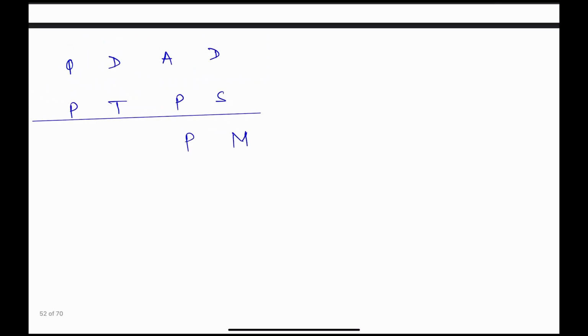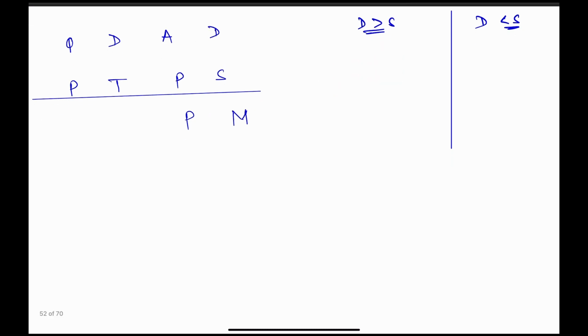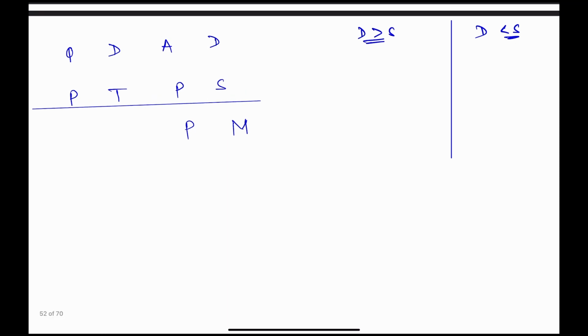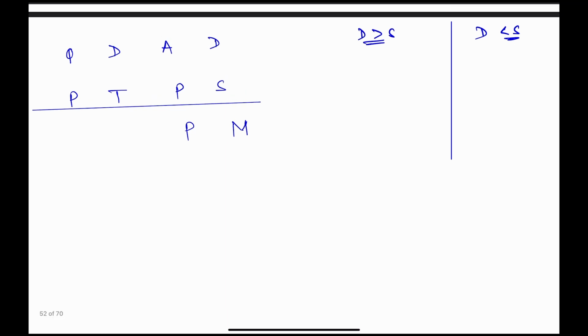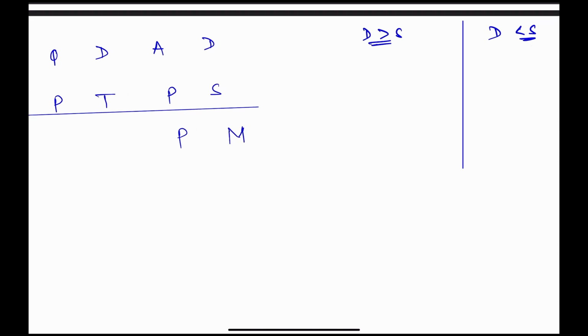Our case 1 is if d is greater than s. In the other case, d is less than s. Possible? If d is greater than s, so d minus s equal to m, no issue. So 9 minus 2 equal to 7, no issue. No carry, nothing as such. So if this is true, then I can say that a minus p is p.